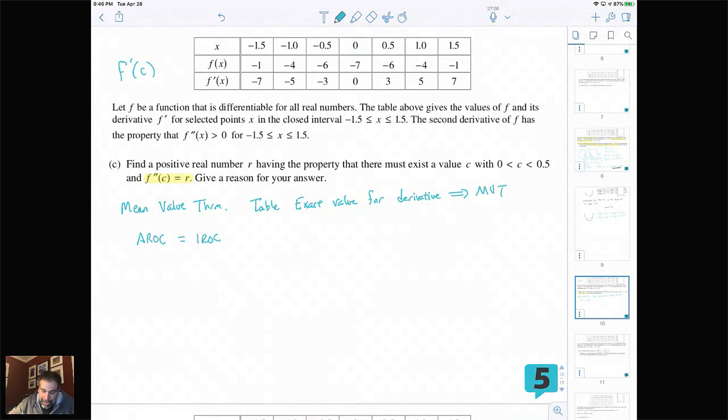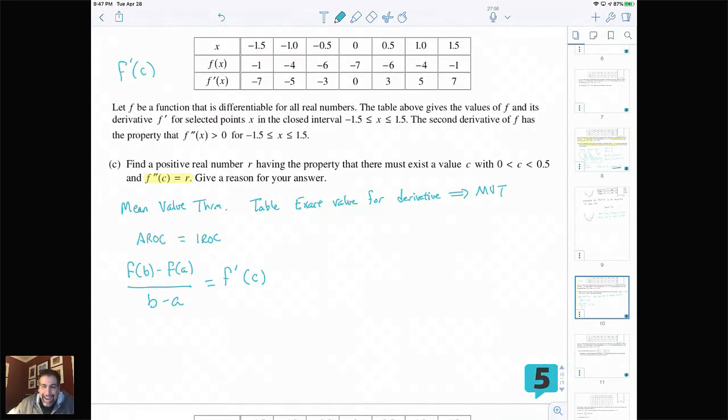Okay, so the average rate of change for 2 points is f of b minus f of a over b minus a. And the instantaneous rate of change in some place is that derivative f prime. And they're going to say it's for c, where c is between a and b. Okay, so this is the mathematical way of writing the mean value theorem.